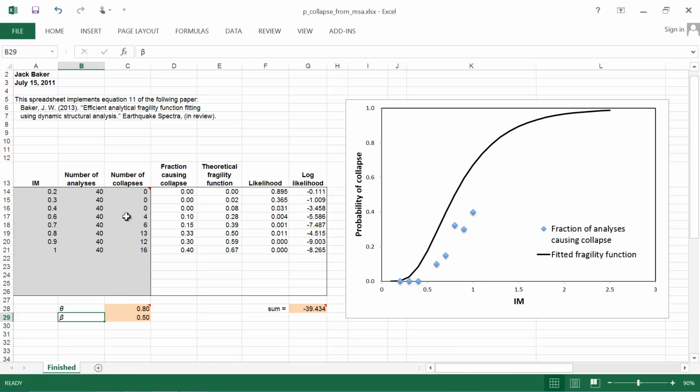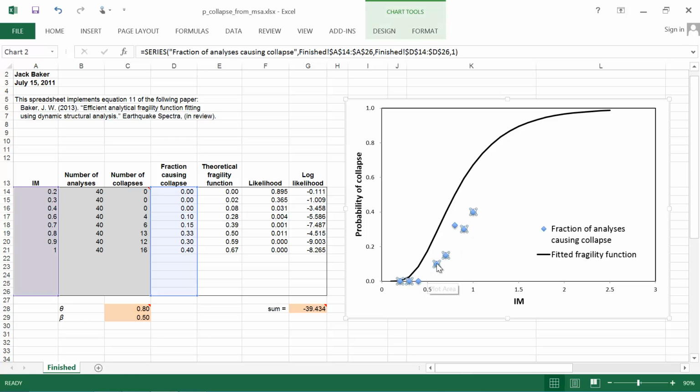Okay, so what are the calculations we're going to do? We are going to compute a couple things. First I'm going to compute the fraction of the analyses causing collapse. If I look at my formula, that's just the number of collapses divided by the number of analyses. I don't need that directly, but I'm going to use it to plot on this plot here. These blue diamonds are plotting the IM level and then the fraction of analyses causing a collapse. So you can just see visually that's the data we're working with, and I want to fit a fragility function to that. And these are exactly the same numbers that were on the slides we were just looking at a moment ago.